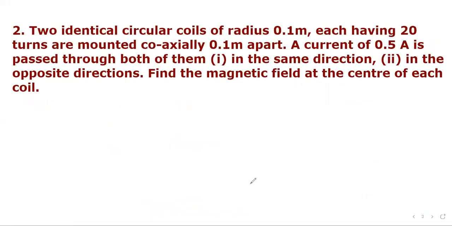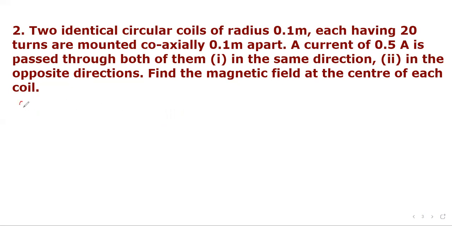Now let's consider the next question. Two identical circular coils of radius 0.1 meter, each having 20 turns, are mounted coaxially 0.1 meter apart. A current of 0.5 ampere is passed through both of them in the same direction, and then in the opposite direction. Find the magnetic field at the center of each coil.